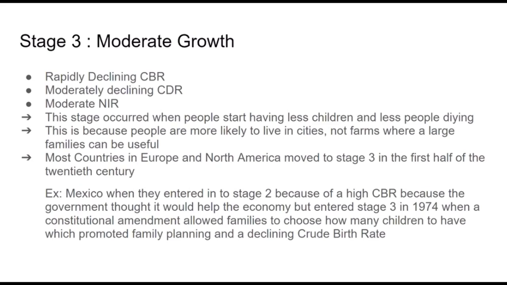An example is Mexico. Mexico entered stage 2 because of a high CBR, because the government thought it would help the economy, but entered stage 3 in 1974 when a constitutional amendment allowed families to choose how many children to have, which promoted family planning and a declining crude birth rate.